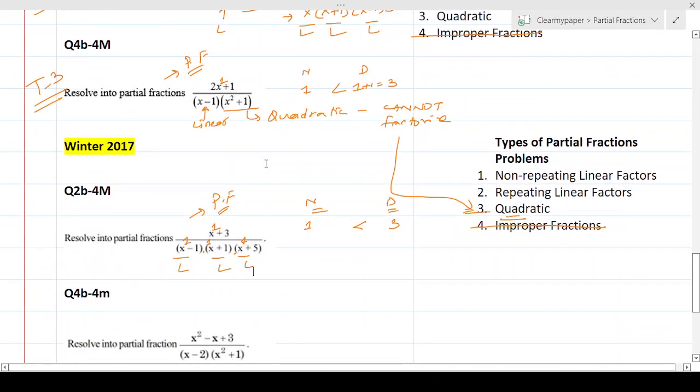That's okay. And is anything non-repeating or repeating? Let's check that. x minus 1, x plus 1 and x plus 5. That means none of the factors are repeating. So this is going to be non-repeating. So this is going to be a type 1, non-repeating linear factor.